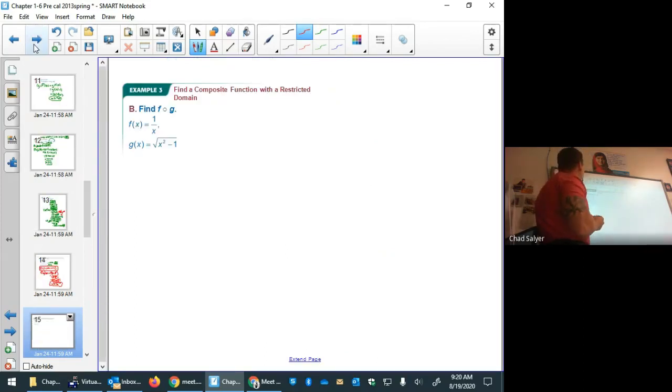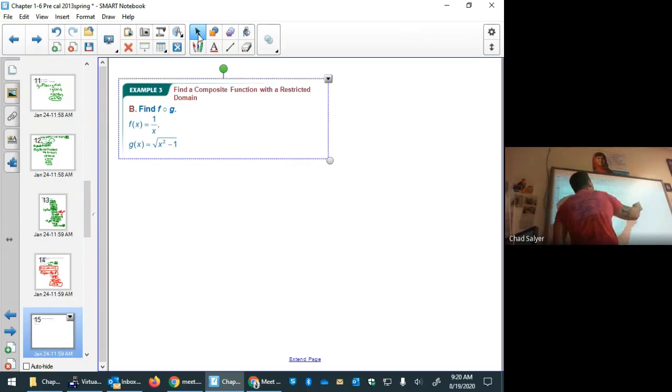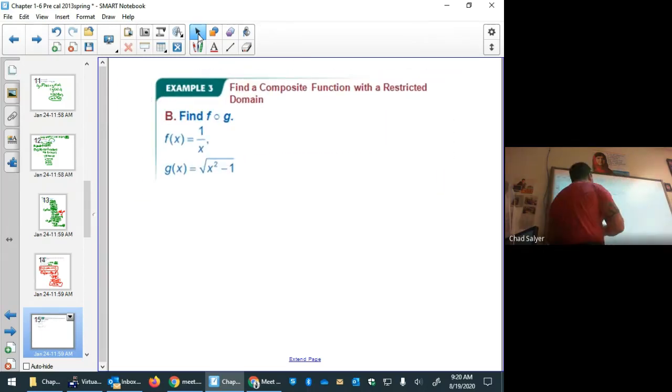Okay, now for part B of this example, once again, we'll have some domain restrictions to consider. Find f of g.